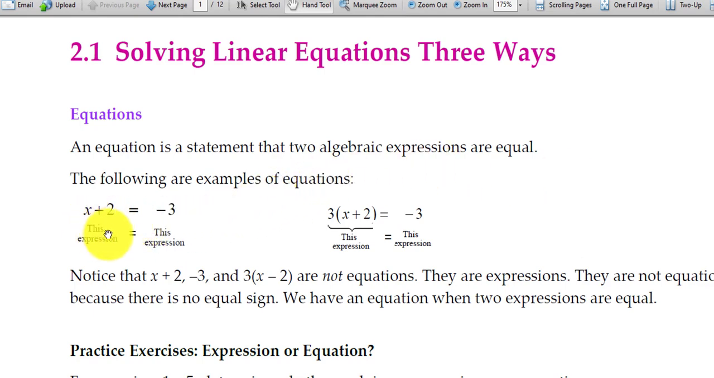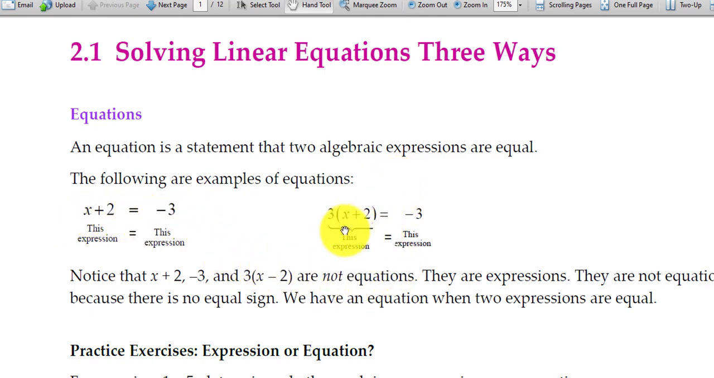So if you look over here, you'll see we have x plus 2 equals negative 3. The x plus 2 by itself would be an expression, but once I add the equal sign, we now have an equation. So x plus 2 equals negative 3 would be considered an equation. X plus 2 by itself is an expression. Negative 3 by itself is an expression. But when we put it all together with the equal sign, we have an equation, right?